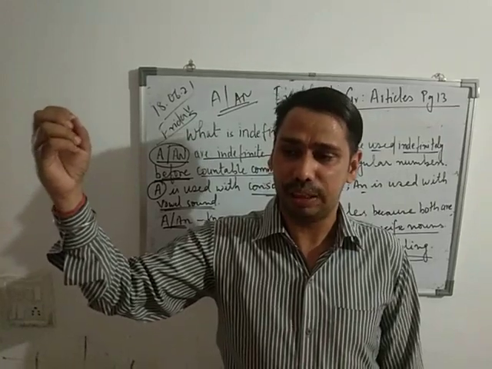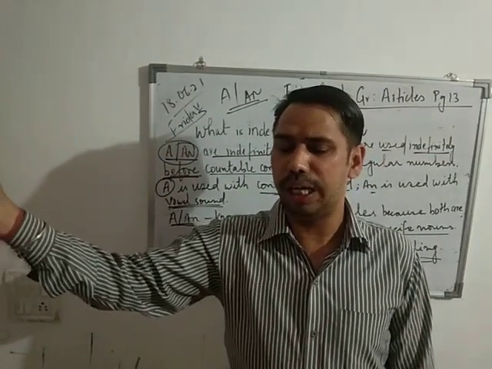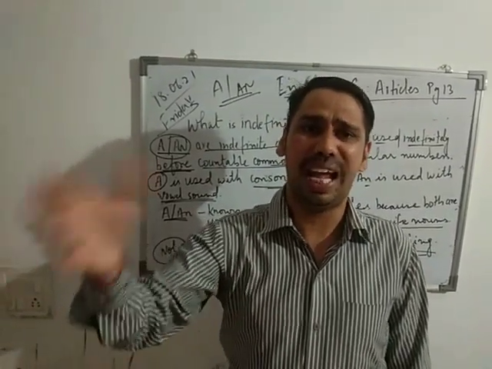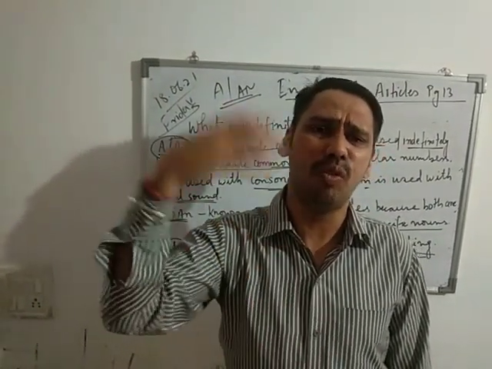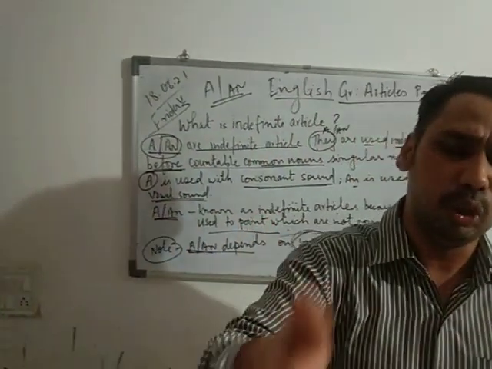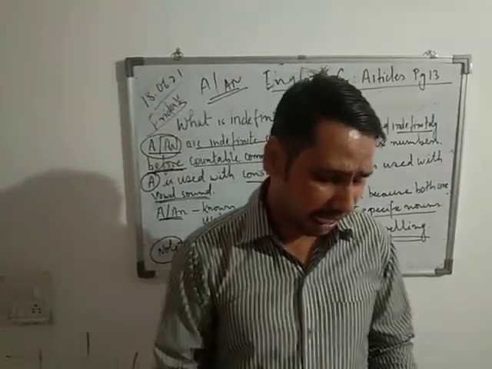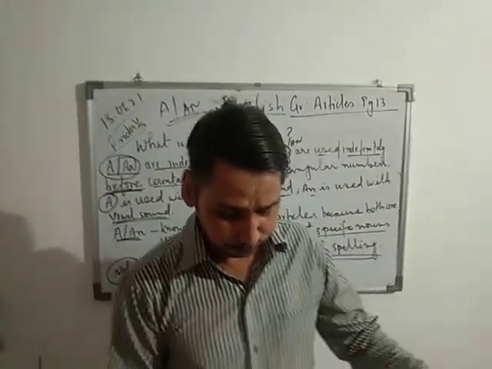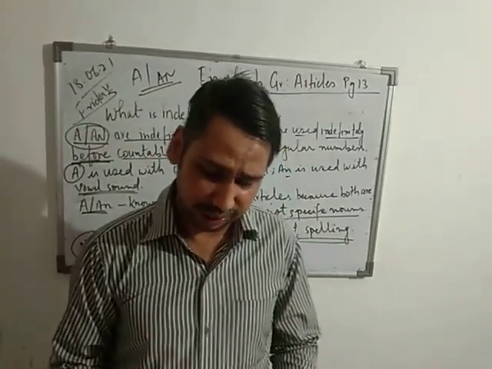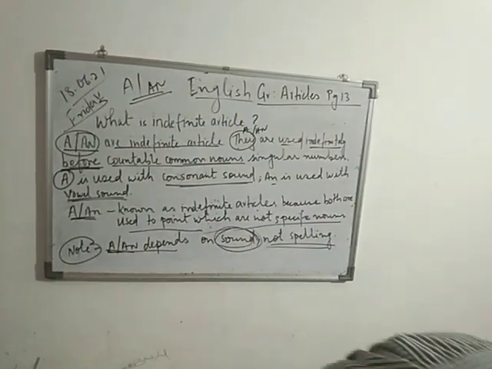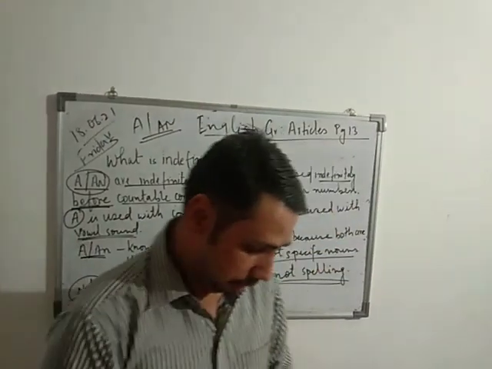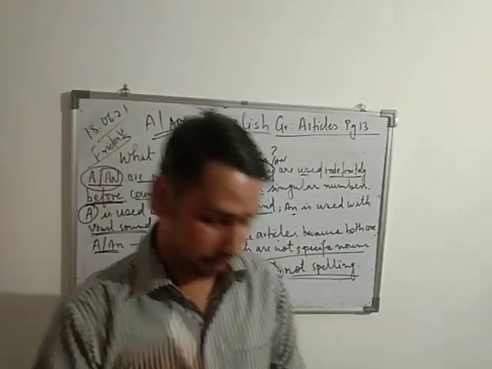For example, I met with an accident, and I saw an accident. An accident starts with a vowel sound, so I placed an. Whenever I place a, an or the, I use it before the noun. As I told you, a is used before the consonant sound. Now we'll learn where to use a or an.